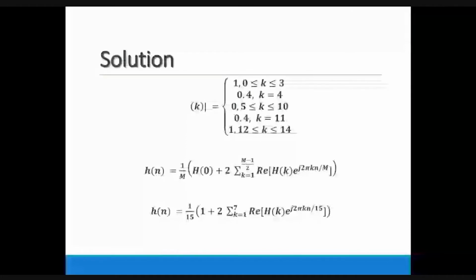So now we are writing this equation. h of n is equal to h0 plus 2 summation from k equal to 1 to M minus 1 by 2, real part of H of k e raised to j 2 pi kn by M. Okay, now applying the value of M, you will get the next equation in which M is equal to 15 and the limits are changed from k equal to 1 to 7. Now based on the above formulation, try to modify the limits and find out the answers.